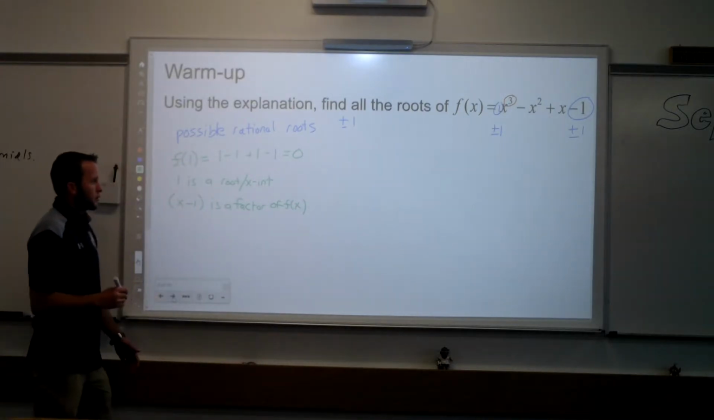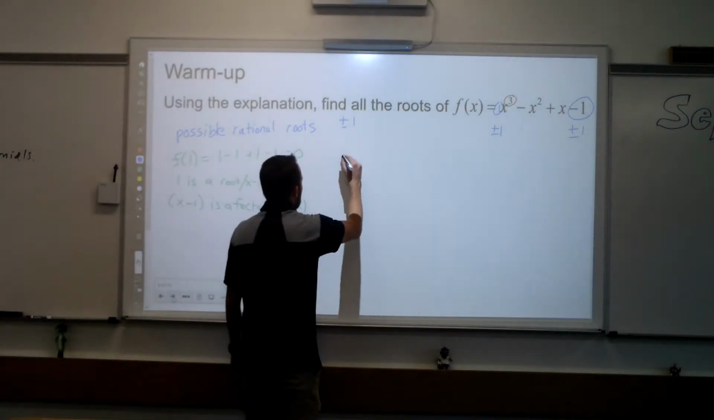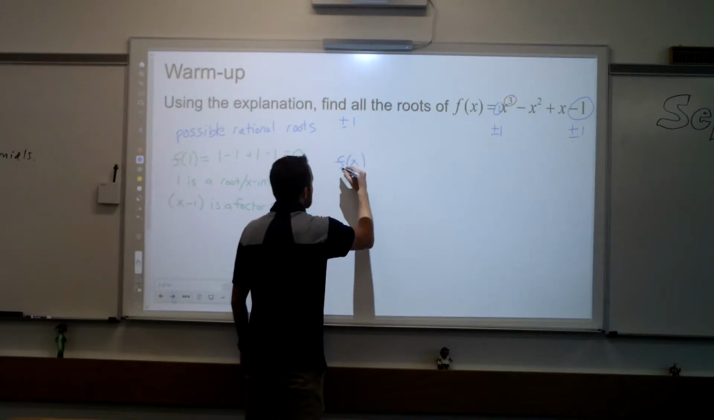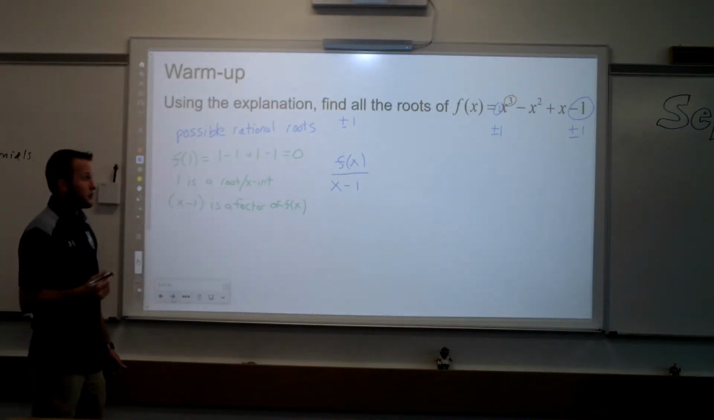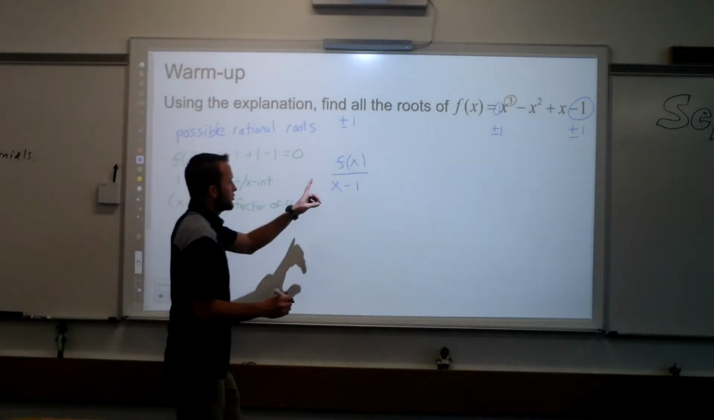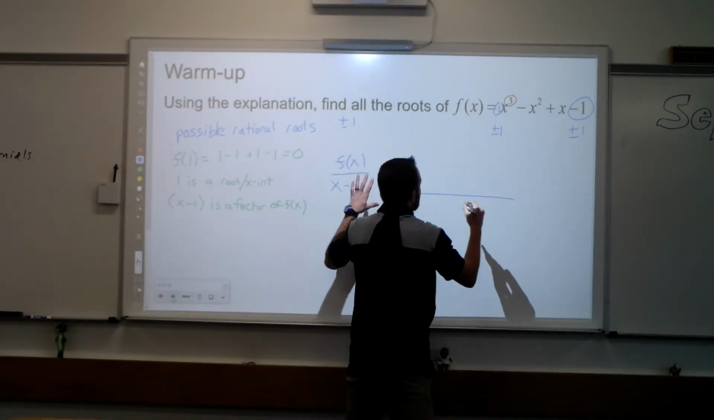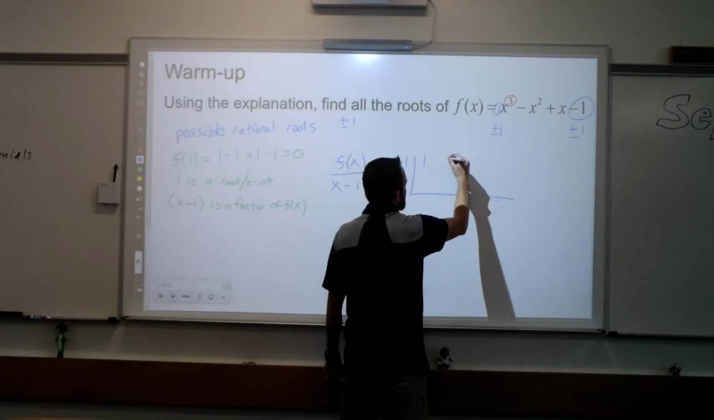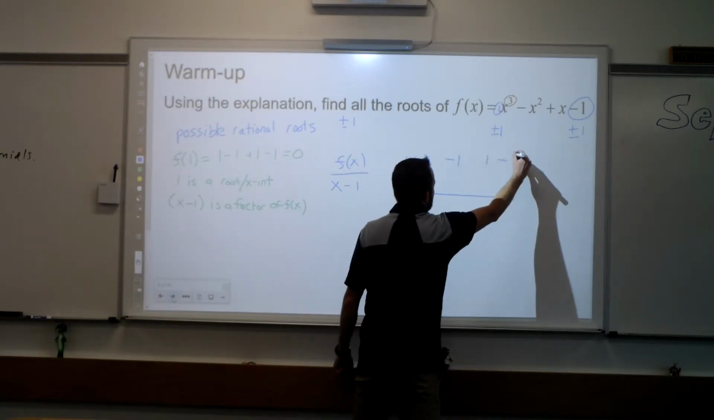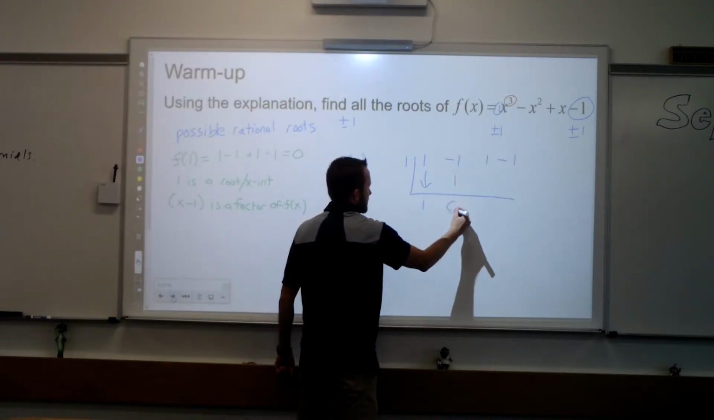Now there's 2 more roots, so what we're going to do is we're going to take f of x and we're going to divide it by x minus 1. And the easiest way to do polynomial division, in my opinion, is synthetic division. So we're going to use our root 1, and we're going to divide f of x by quantity x minus 1. So we're going to write the coefficients 1, negative 1, 1, negative 1. Follow the steps of synthetic division.